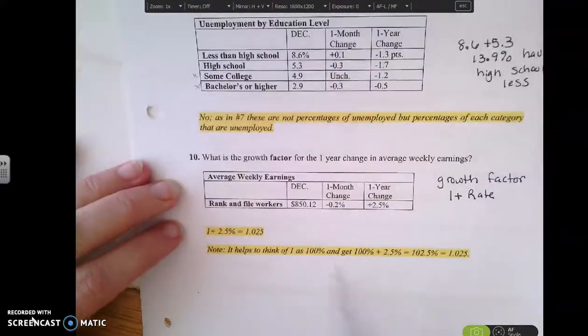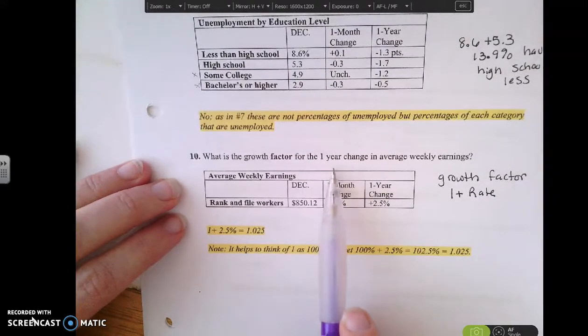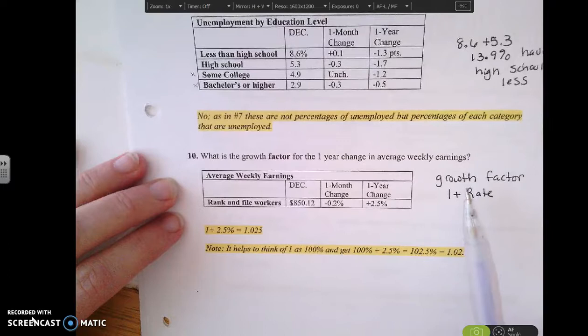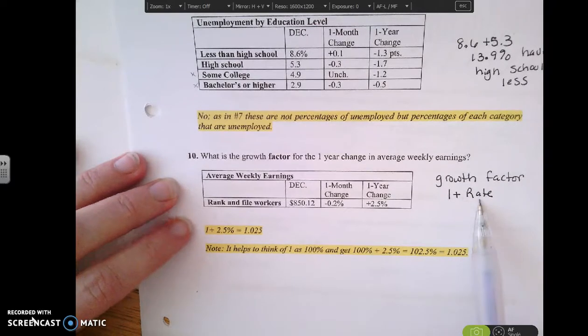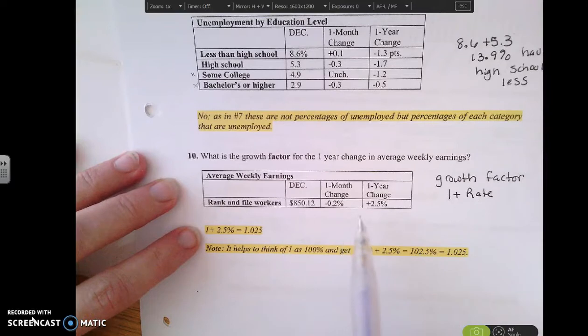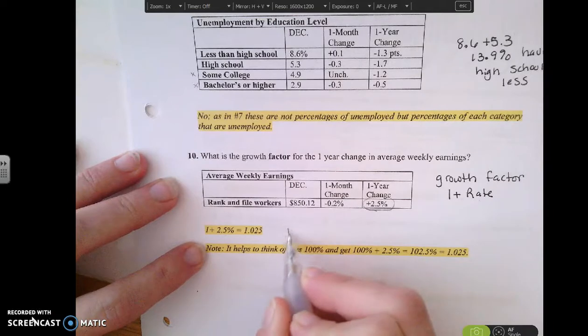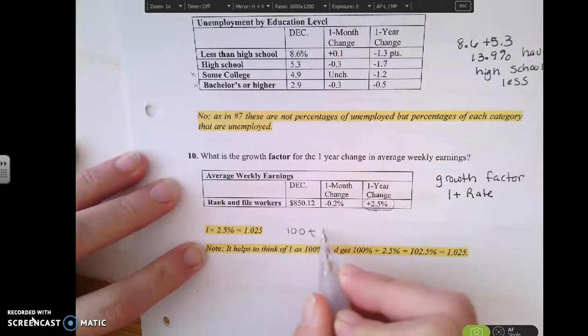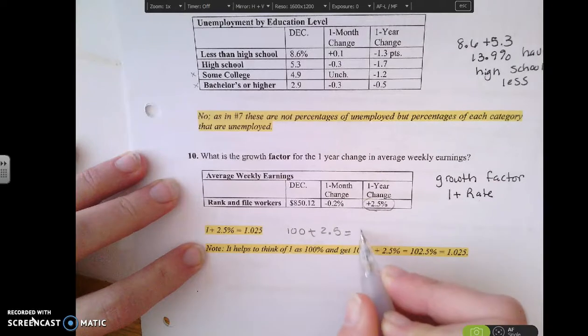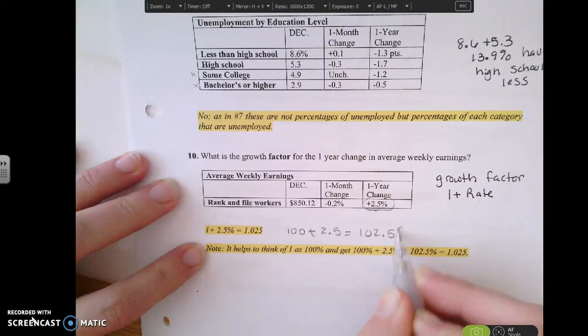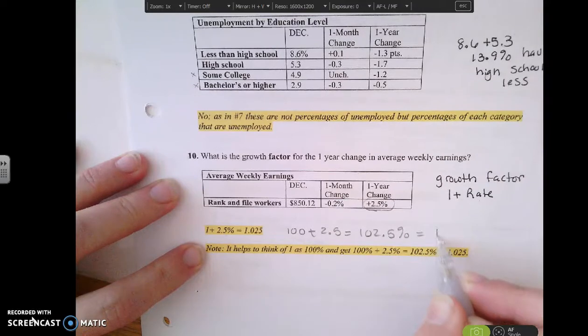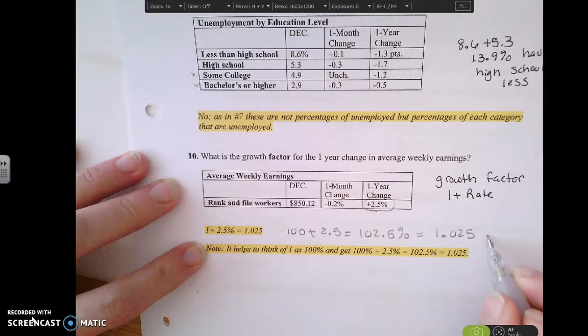All right, our last one here is asking you for the growth factor for a one-year change. So growth factor you obtain by taking 1 plus the rate. That's your growth factor. So our rate for a one-year change is 2.5%. So you're going to do 1 plus 2.5, which is basically the same thing as saying 100 plus 2.5, which is 102.5%, which is 1.025, because we're going to divide that by 100. So this is the growth factor.